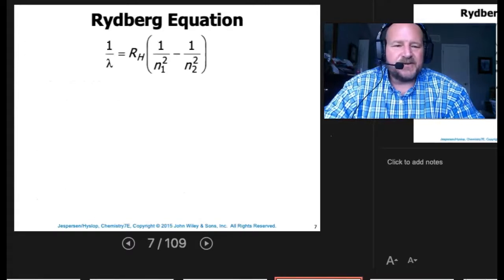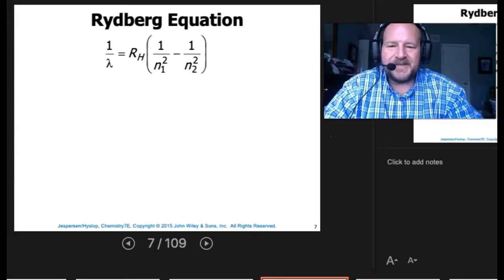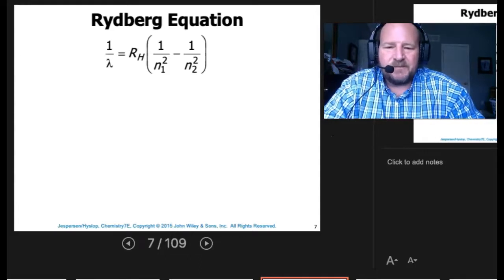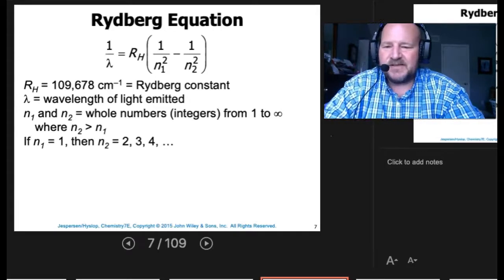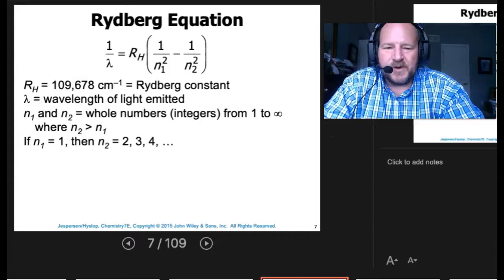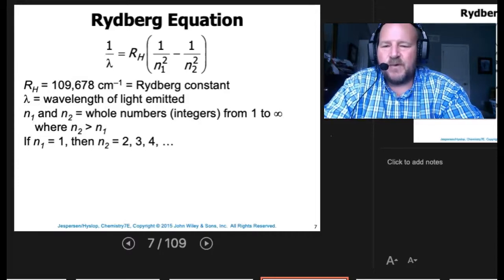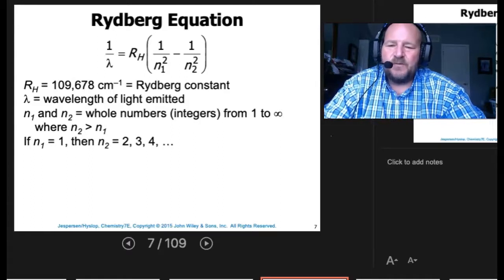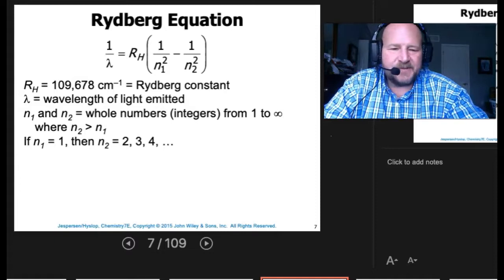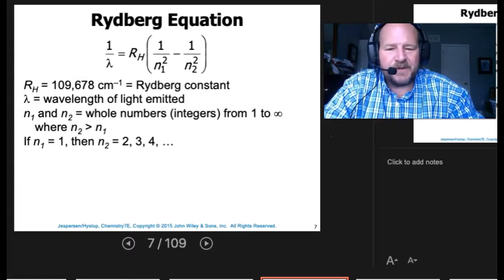Now Rydberg does get his own equation. He says 1 over lambda is equal to his constant times 1 over n1 squared minus 1 over n2 squared. RH is going to be the Rydberg constant. Lambda, of course, is the wavelength of the light being emitted. N1 and N2 are going to be whole number integers from 1 to infinity, where n2 has to be bigger than n1. If n1 is equal to 1, then n2, of course, has to be equal to 2, 3, 4, 5, 6, 7, whatever it may be.